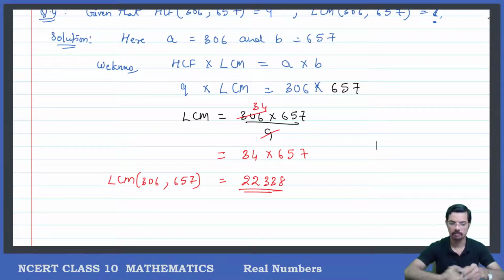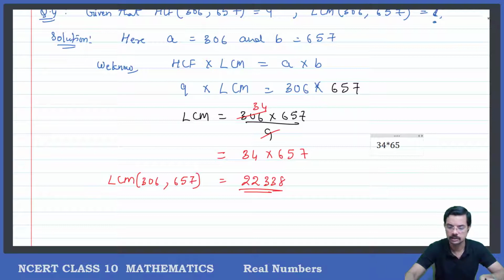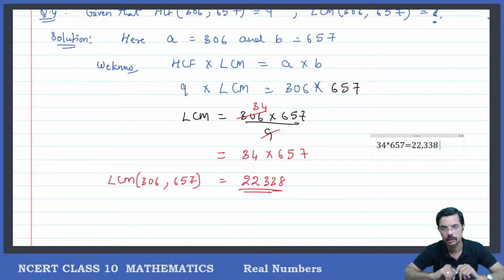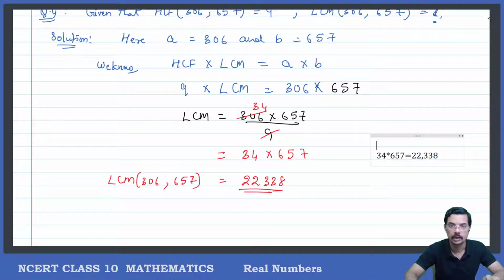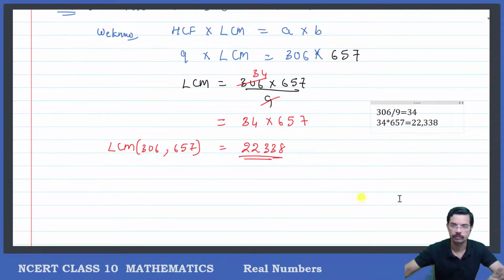I can just type the multiplication here and get it: 34 into 657 will be equal to this. Okay, clear? If you want, we can also check it with 9. What was it? 306 divided by 9 will be equal to 34. So you are getting 34. That is verified and validated. Now question number 4, let us check. Is this okay, or do we need time?